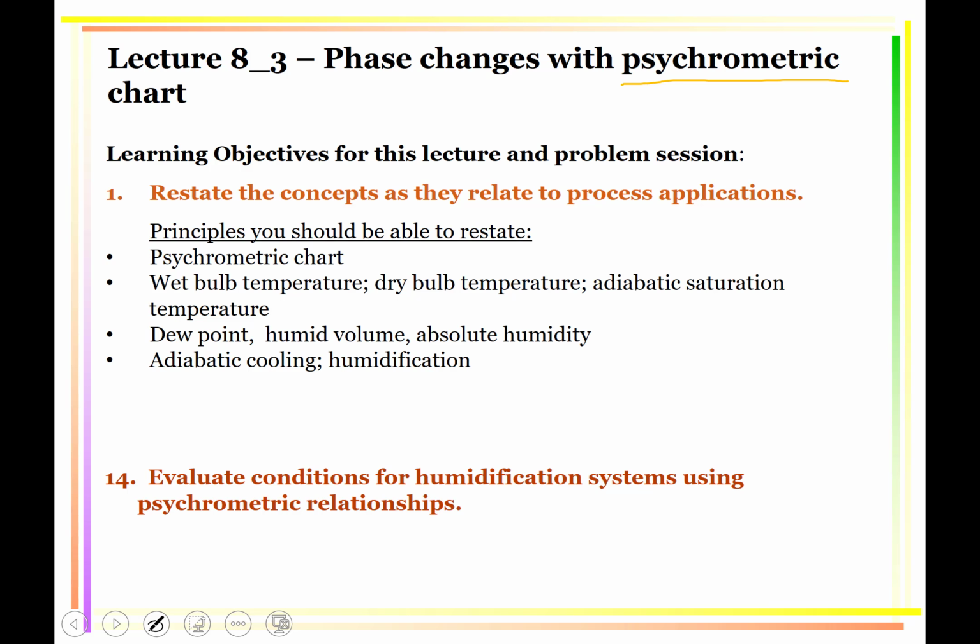So there are a few new terms you're going to learn. In addition to the psychrometric chart, there's also wet bulb temperature, dry bulb temperature, adiabatic saturation temperature. And we've already learned dew point, but you'll see graphically what that means. Humid volume, absolute humidity. And then the processes that we're going to look at in this section are adiabatic cooling and humidification.